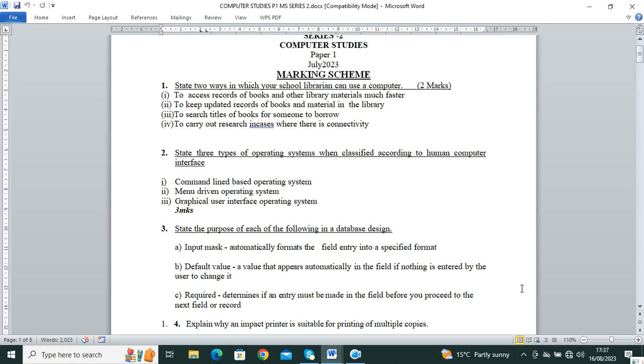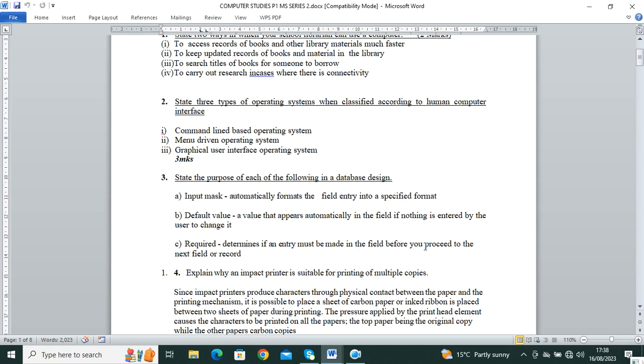Then number 2, we have state 3 types of OS or operating system when classified according to a human computer interface. So guys, we usually have command line operating system. We have menu driven. Also, we have graphical user interface. Remember guys, this is form 1 work. And if you just discover the topic in which questions come from, you definitely must write something that is relevant. Then we have question number 3.